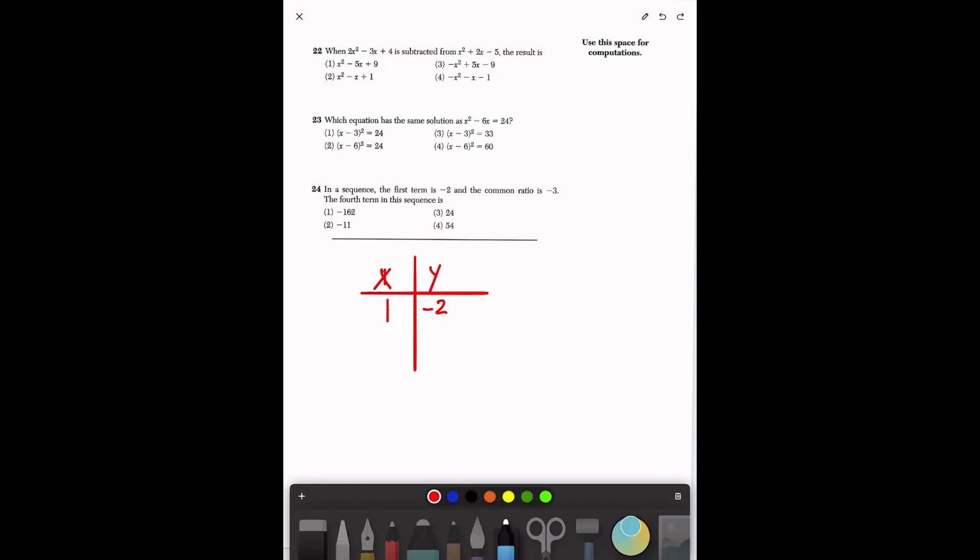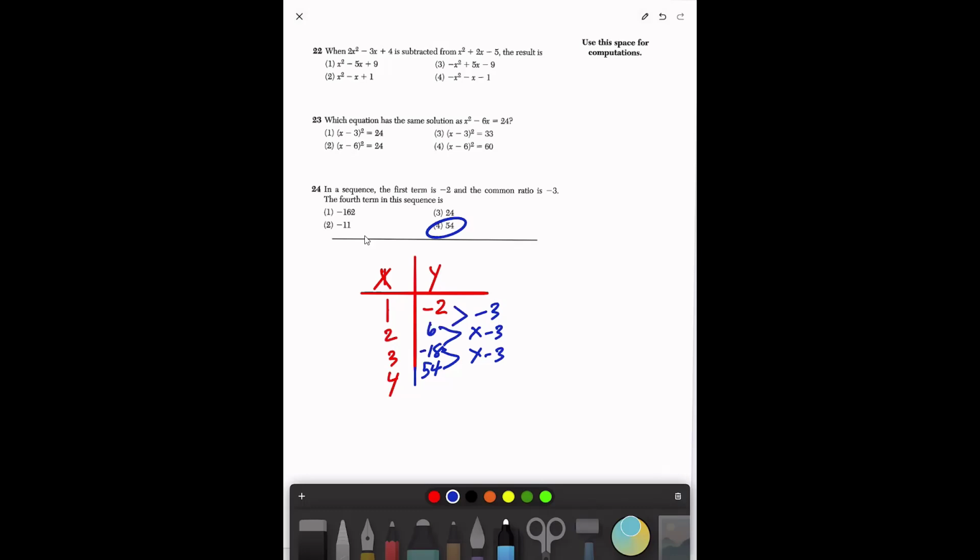One is you can just actually count out 4 terms, and that's probably what I would do since there's only 4 terms. So 1, 2, 3, 4. Now, all we have to do is multiply each term by -3. So -2 times -3 is going to be +6. +6 times -3 is going to be -18. And then -18 times -3 is going to be +54. So that's our answer. That's straightforward. If you know that the common ratio just gets multiplied by the previous term to get the next term, that's all you have to do.